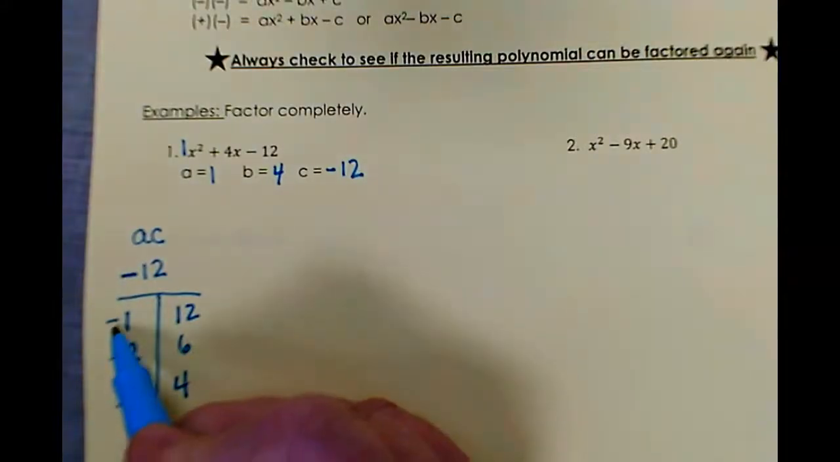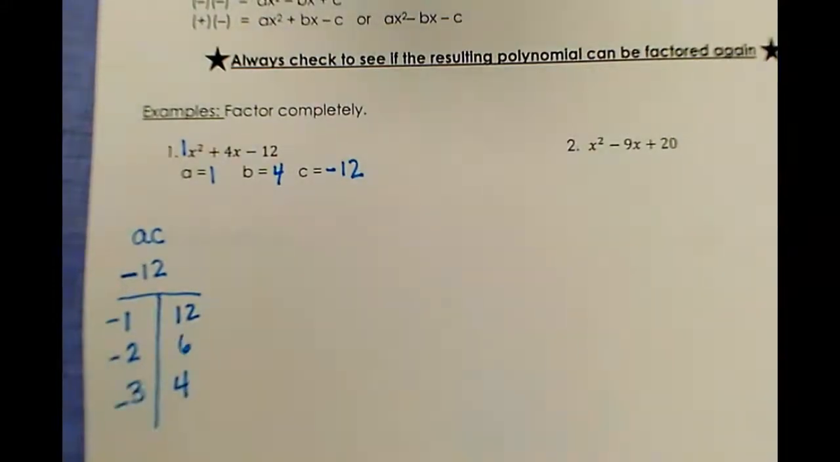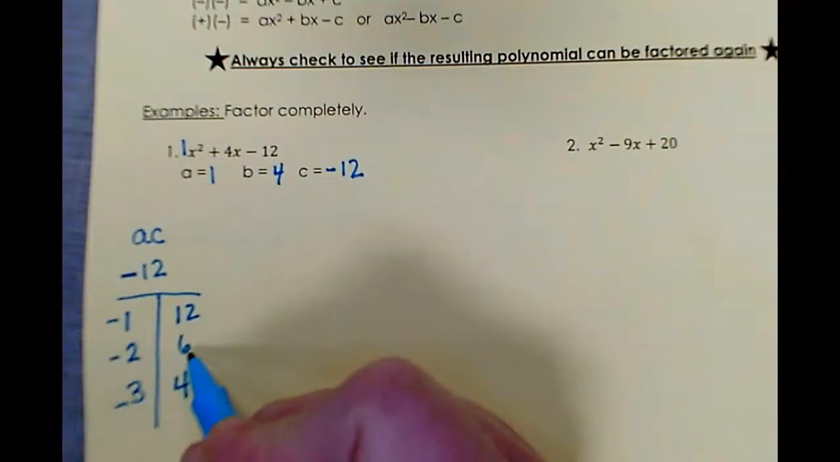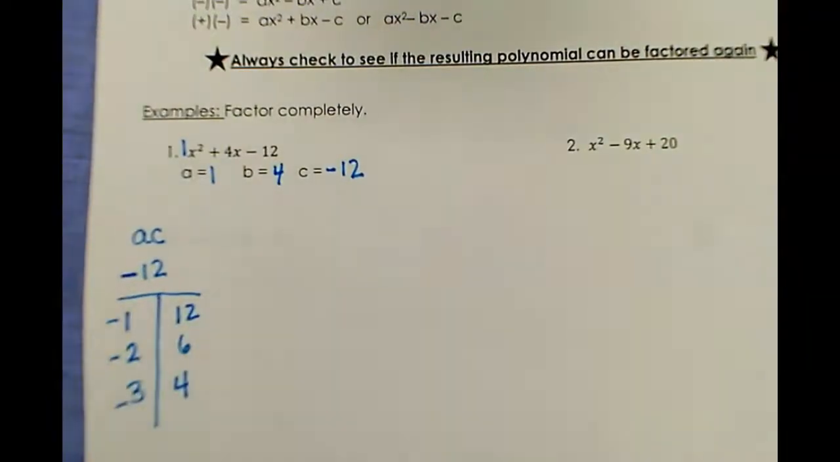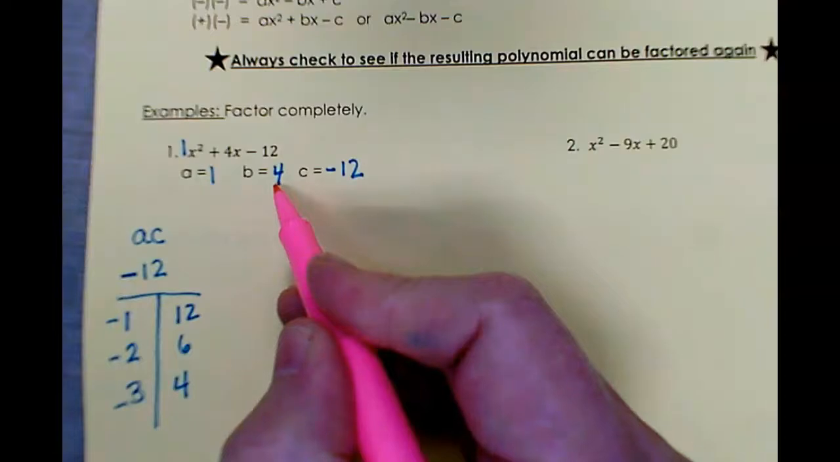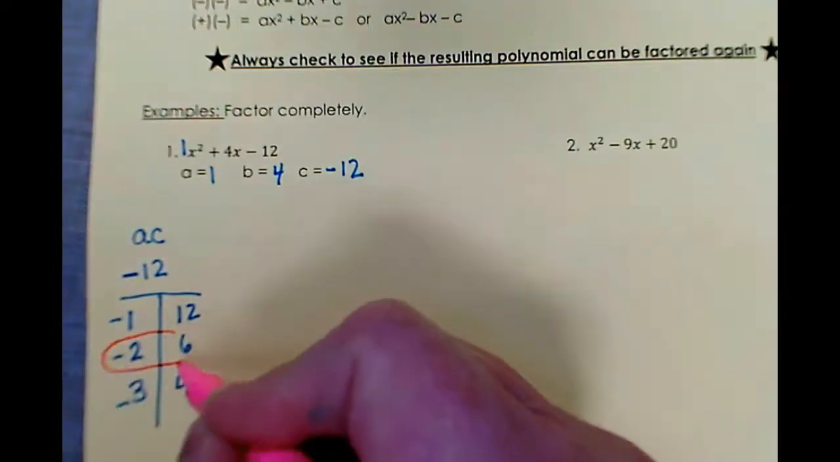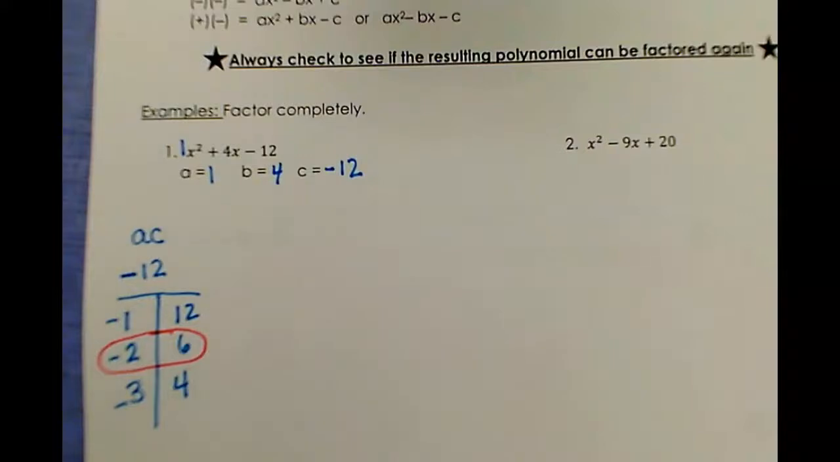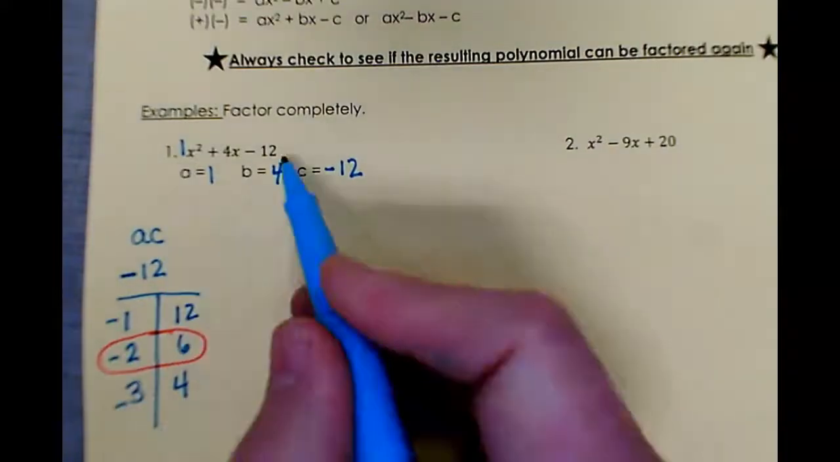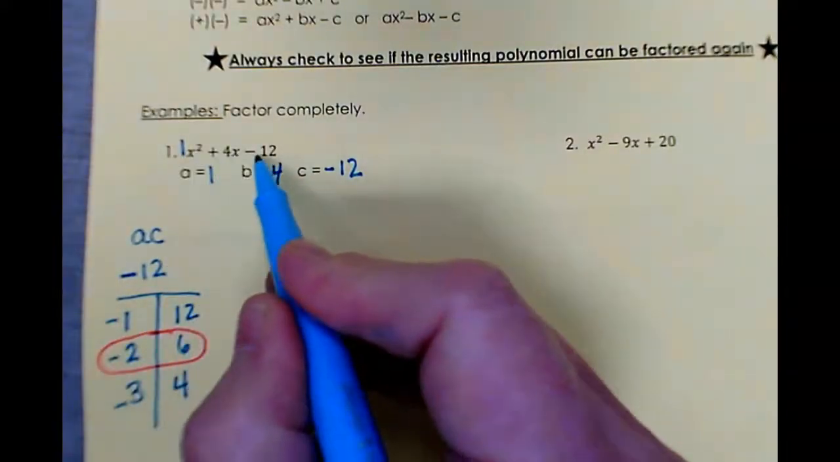So if I multiply negative 1 times 12, it's equal to negative 12. If I multiply negative 2 times 6, it's equal to negative 12. If I multiply negative 3 times 4, it's equal to negative 12. But do any of those pairs of numbers add up to equal 4? That pair of numbers would add up to equal 4. And that's the pair I'm going to use to factor 1x squared plus 4x minus 12.